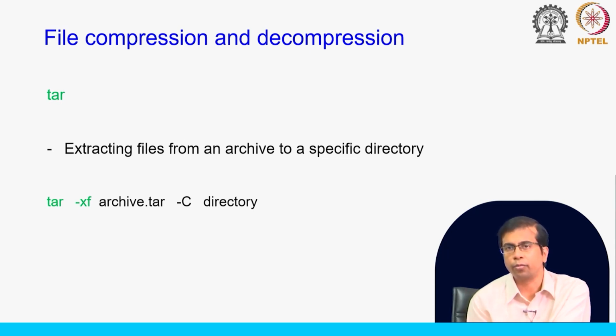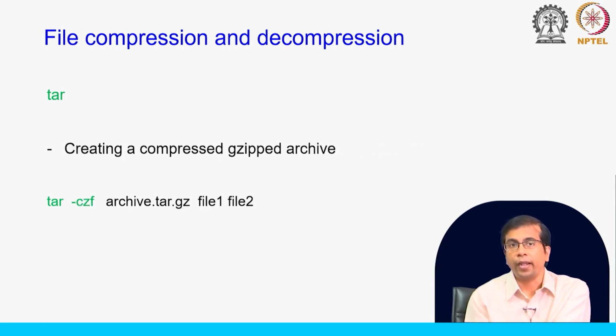If you want to extract these files into a specific directory, let us say you have hundreds of files, there will be many files in this archive. You want to specify another directory instead of the current working directory where this extraction process will happen. All the files will be extracted into that directory, and this is the option you will give: -C directory.